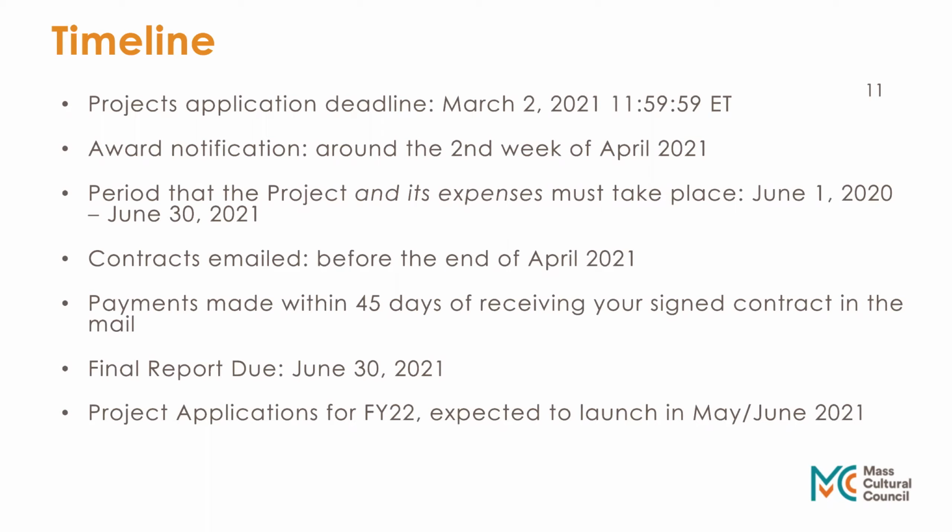If your project finishes on June 29th, we can do an extension for this. But if your project is happening in May, there's no reason why you shouldn't have this done by the end of June. And then again, project applications for fiscal 22, we expect those to launch in May or June of this year. And we reserve the right to change that if the world turns topsy-turvy again.